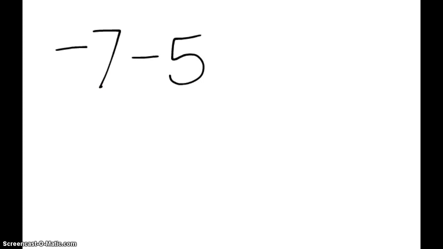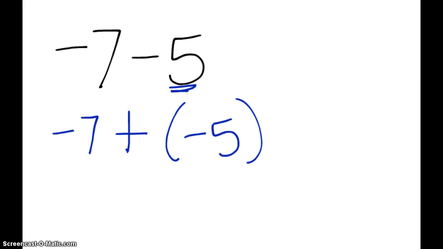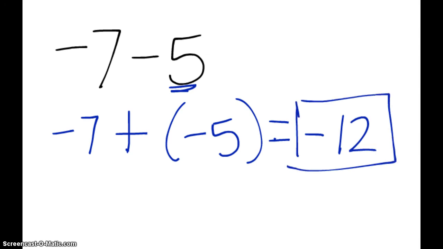Okay, let's look at another one. Negative 7 minus 5. I'm going to add the opposite. I'm going to keep negative 7, and I'm going to add, what's the opposite of 5? It is negative 5. So now I have 7 negatives and 5 negatives, and that makes 12 negatives. Add the opposite. So I change my minus to plus. The opposite of 5 is negative 5.